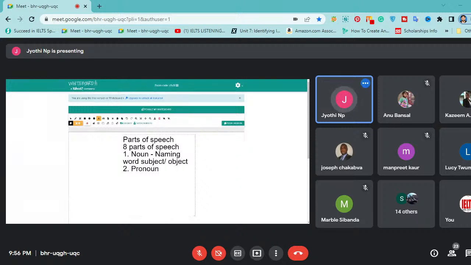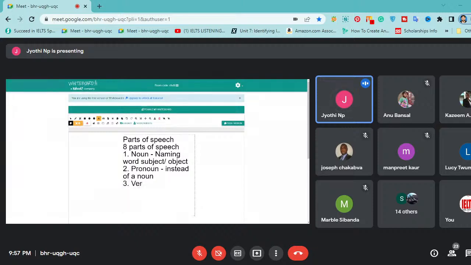Now, pronoun is used instead of a noun. Say for example, Jyoti is teaching grammar today. Jyoti is going to ask questions at the end of the session. So instead of using the word Jyoti again, the second time I say she is going to ask questions at the end of the session. So that word she is used instead of a noun. That is called a pronoun. Got it?